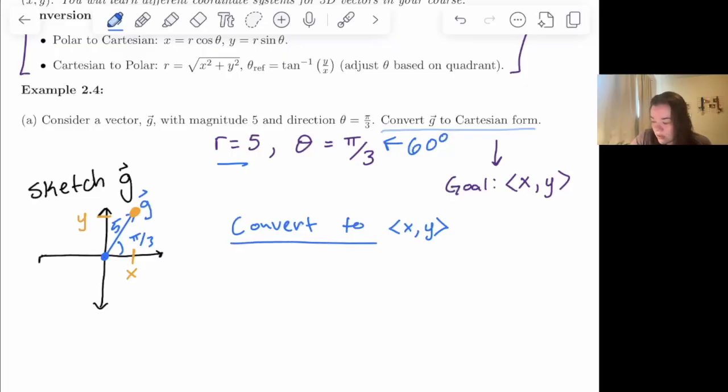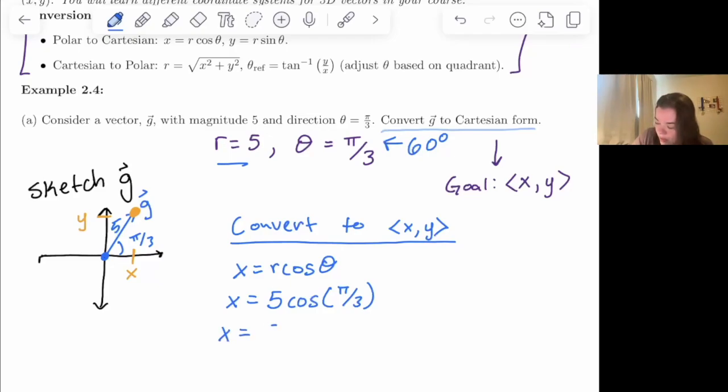Let's convert to x, y. I am going to use the conversion factors given to us in the text above. One of the conversion factors tells me that x is equal to r cosine theta. Again, that formula just comes from some right triangle trigonometry. Now, x will equal, I know my r is 5. 5 is the length of the vector, times the cosine of the angle, pi over 3. You may have to pull that cosine of pi over 3 off a unit circle, or if you have it memorized, you'll know the cosine of pi over 3 is 1/2. Therefore, my x component can be written as 5/2.